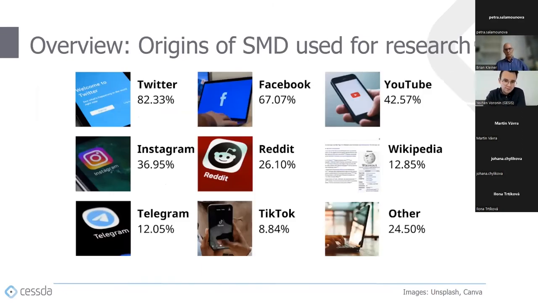Our respondents used social media data from different platforms. As you can see, around 82% used data from Twitter, then 67% from Facebook, 43% from YouTube. After that, we had 37% who used Instagram, 26% Reddit, and others used Wikipedia, Telegram, TikTok, and also other social media platforms.